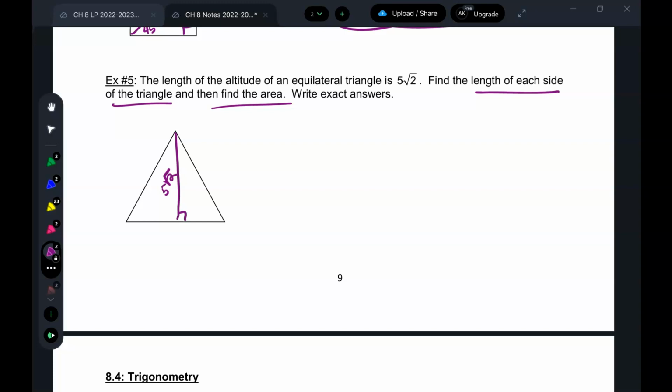Wouldn't it be times root 3? No, because it's the longer leg. If you had the shorter leg, you would multiply by root 3.